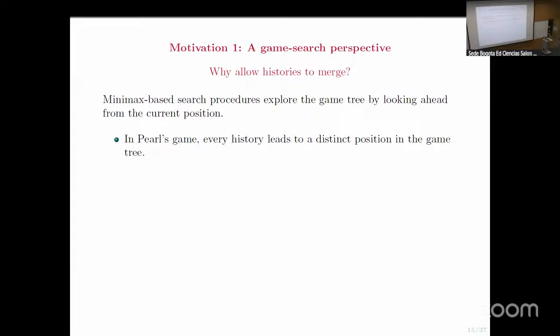So why is it interesting to do this? Why is it interesting to allow different histories to merge or lead to the same outcome? In the game that I introduced at the beginning, every history leads to a distinct position in the game tree.